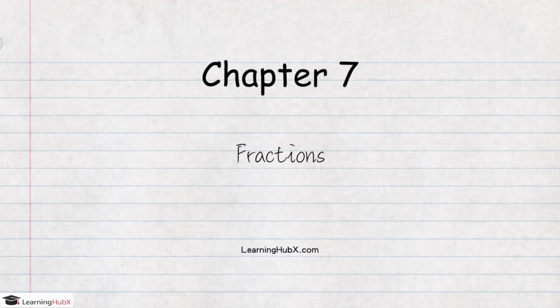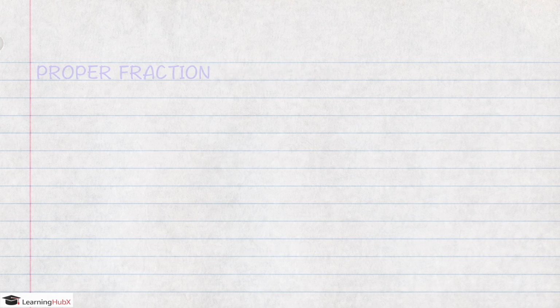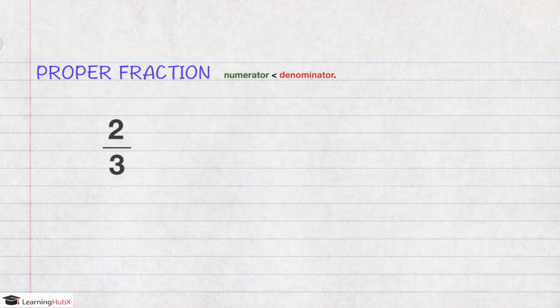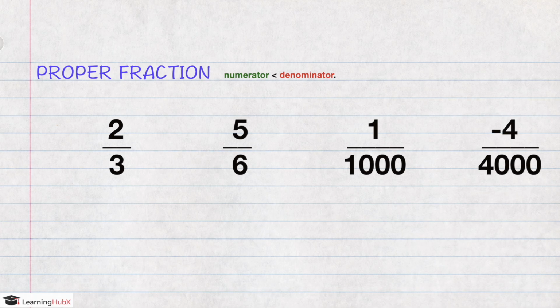Now that we understand what a fraction is, let's look at the different types of fractions, because not all fractions are the same. A proper fraction is a fraction where the numerator is smaller than the denominator. For example, 2 over 3, 5 over 6, 1 over 1,000, minus 4 over 4,000. These fractions are always less than 1. That means they represent less than 1 whole.